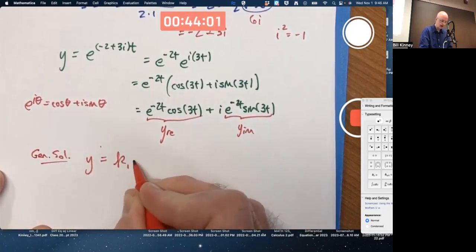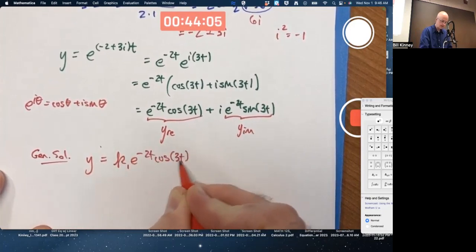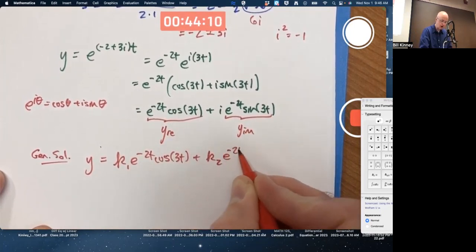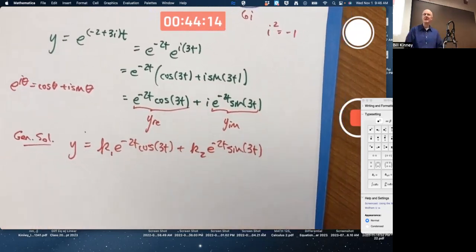K1 times Re(y) plus K2 times Im(y). Notice there's no more i's in here. This is a common mistake people make on the exam: they keep the i in there. No, get rid of the i now. You don't need it anymore.